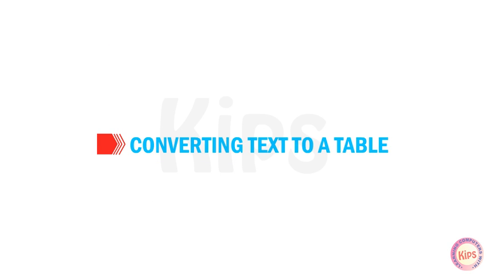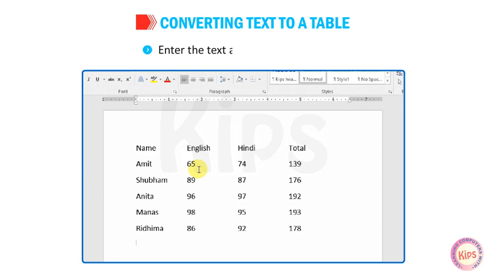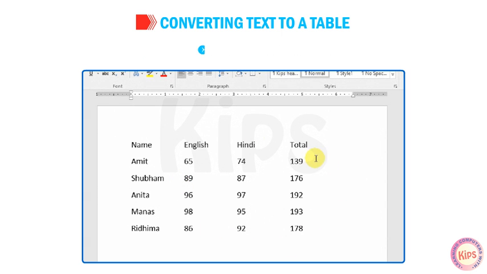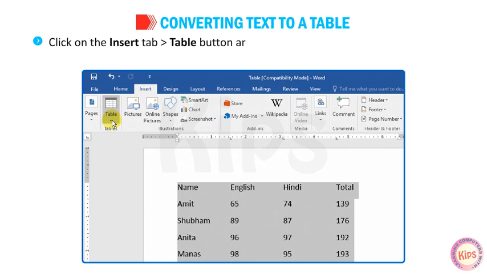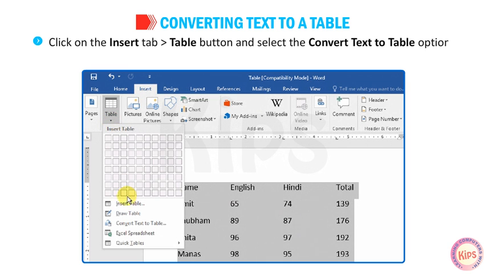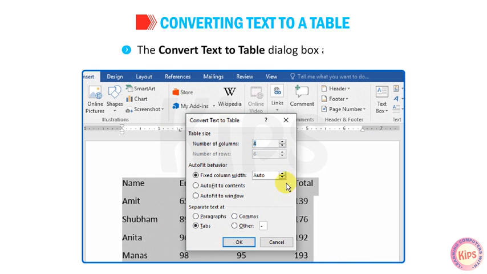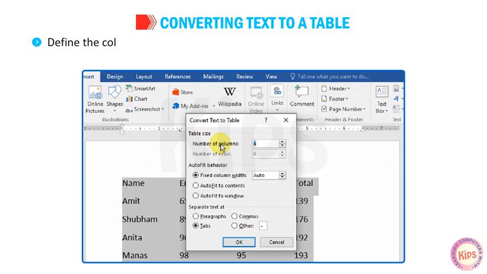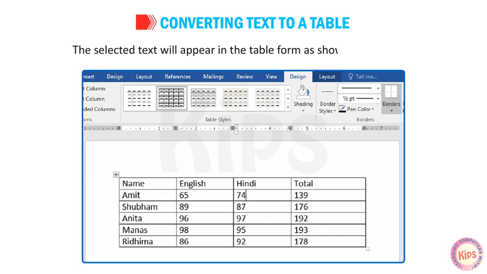OK, let us learn how to convert text to a table. You can also convert existing text to a table. Enter the text as shown in the figure. Select the text. Click on the Insert tab, then go to Table button and select the Convert Text to Table option from the drop-down menu. The Convert Text to Table dialog box appears. Define the columns and rows under the number of columns and number of rows respectively. Click OK. The selected text will appear in the table form as shown in the figure.